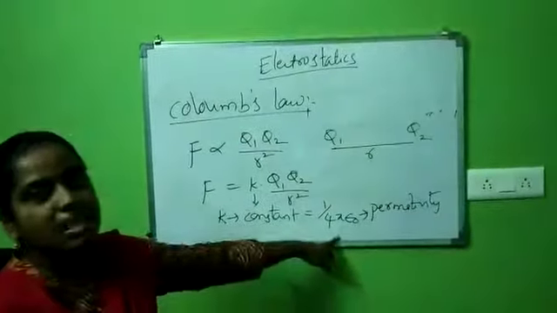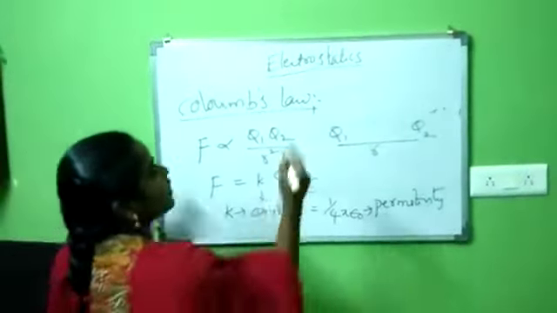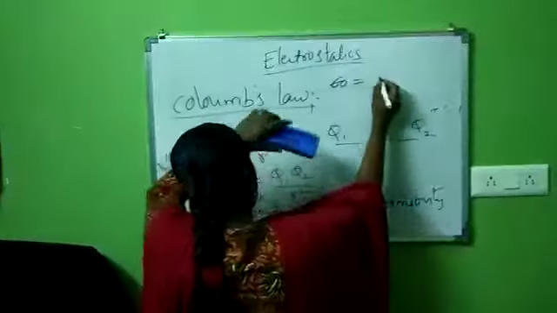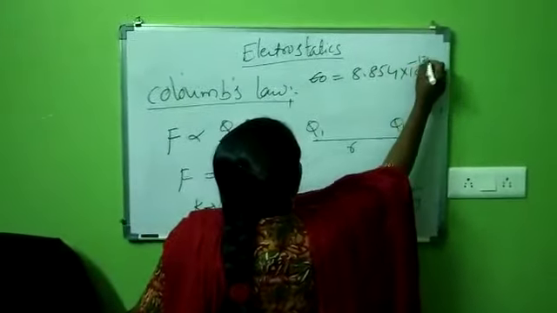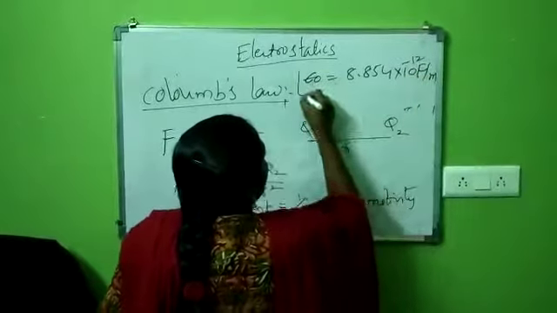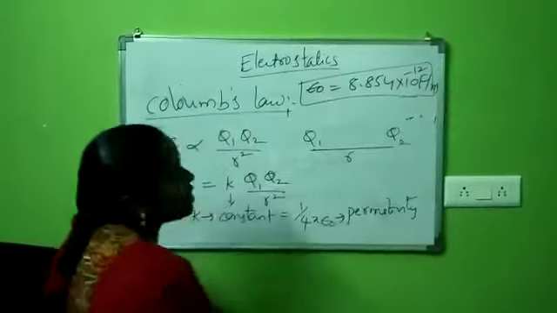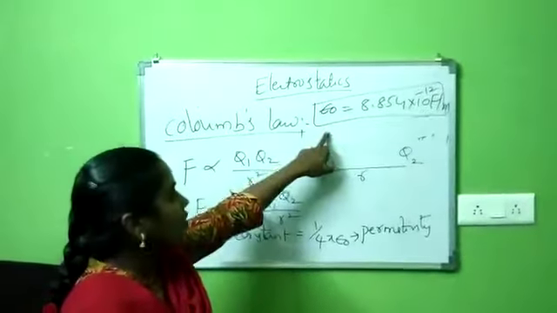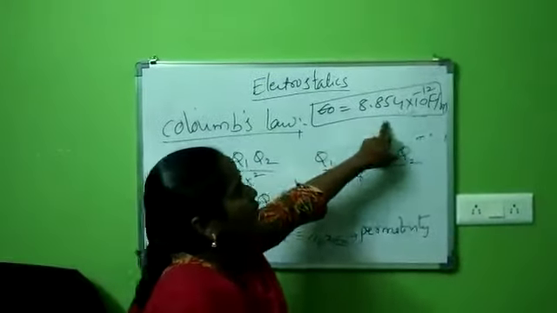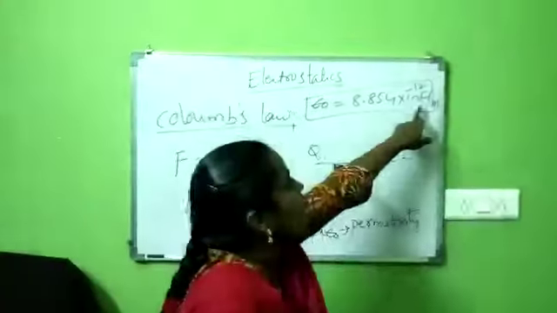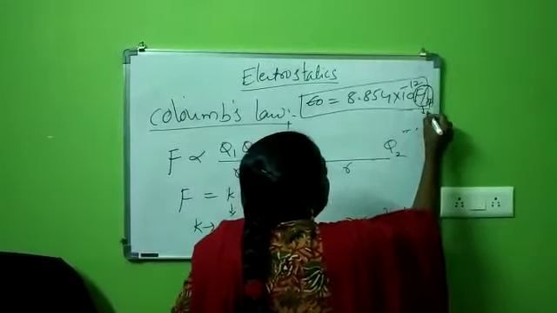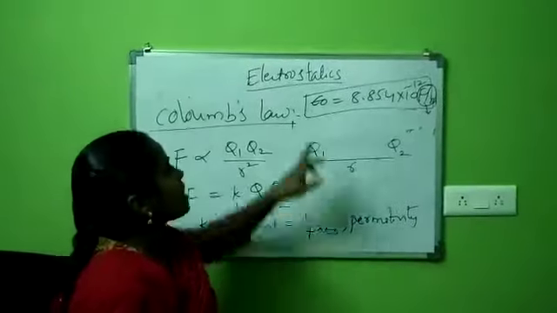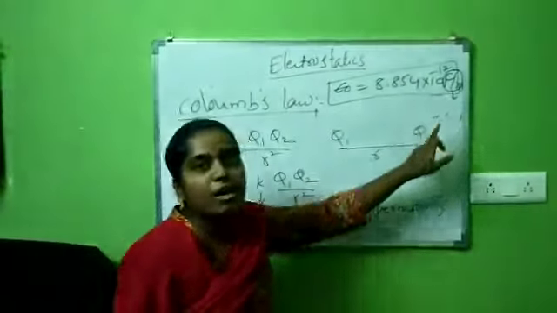Epsilon naught represents the permittivity, whose value is 8.854 into 10 to the power of minus 12 farad per meter. The value of this one is very important. Units are also important, as this will be asked in competitive examinations. Epsilon naught units: farad per meter.